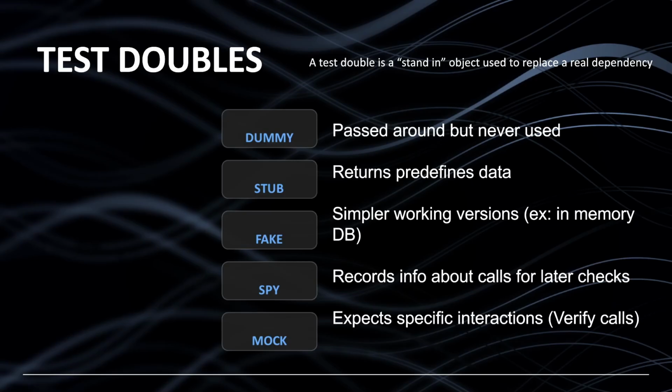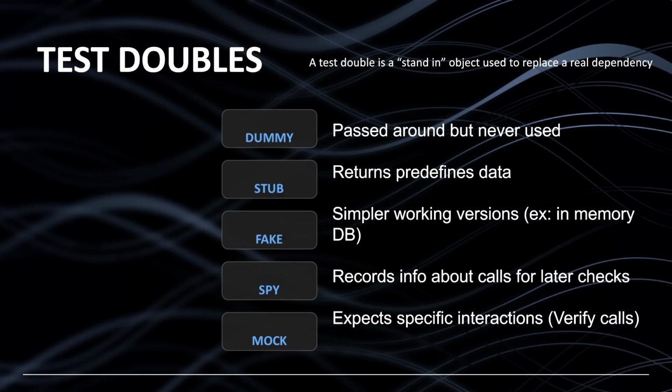Test doubles. This slide introduces a family of concepts called test doubles. A test double is a stand-in object that replaces a real dependency during tests. There are several types, and the names can be confusing, so I'll define them clearly. A dummy is an object that is passed around but never actually used. It exists just to clarify a parameter.